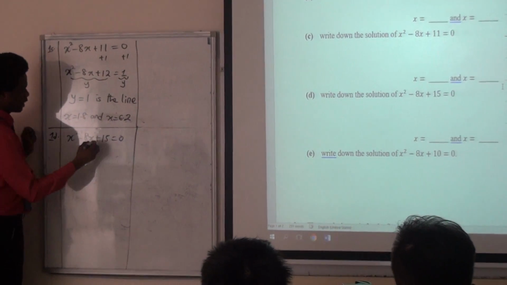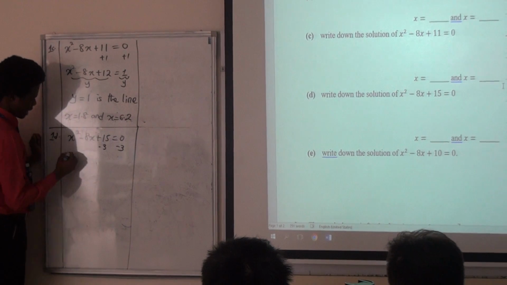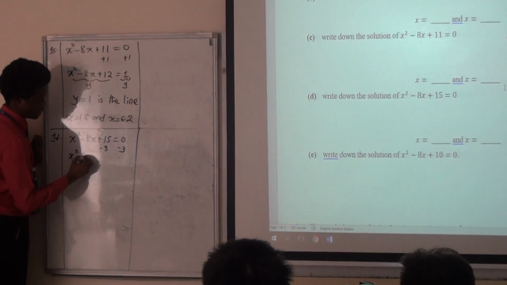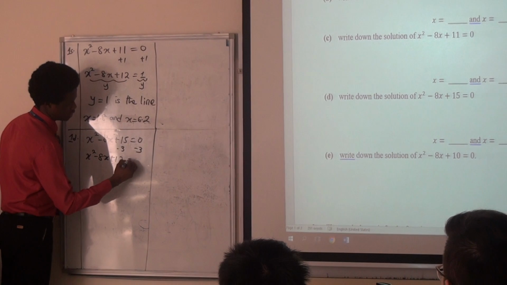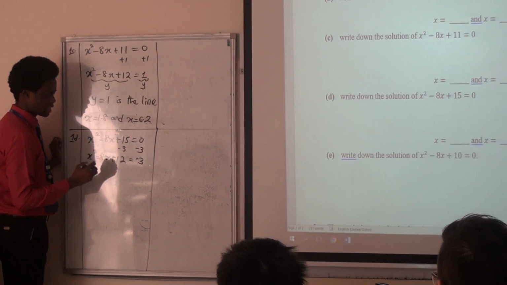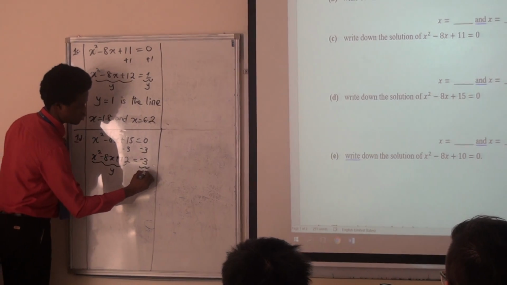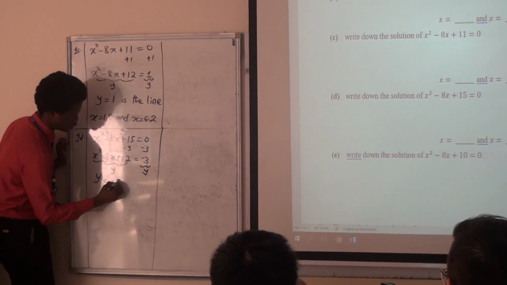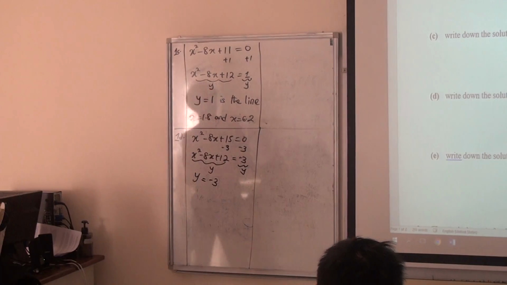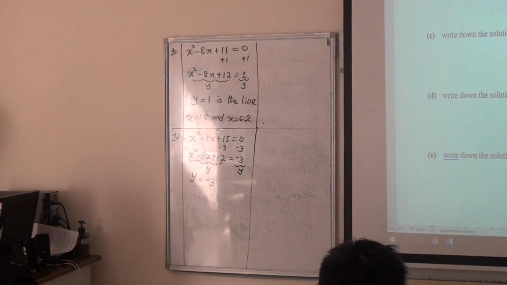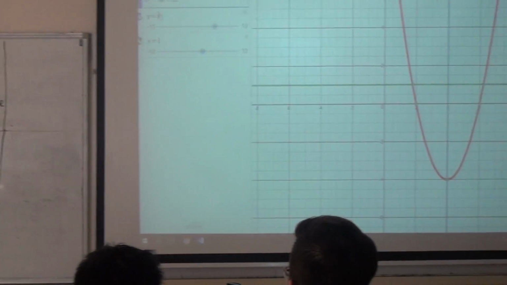Minus 3. So if I do minus 3 on both sides, I get x squared minus 8x plus 12 equals negative 3. So what does that mean? Remember, this is your y is equal to this for the curve, then this is y is equal to negative 3. So all you need to do is show the line y equals negative 3. Let's do that. Y equals negative 3.